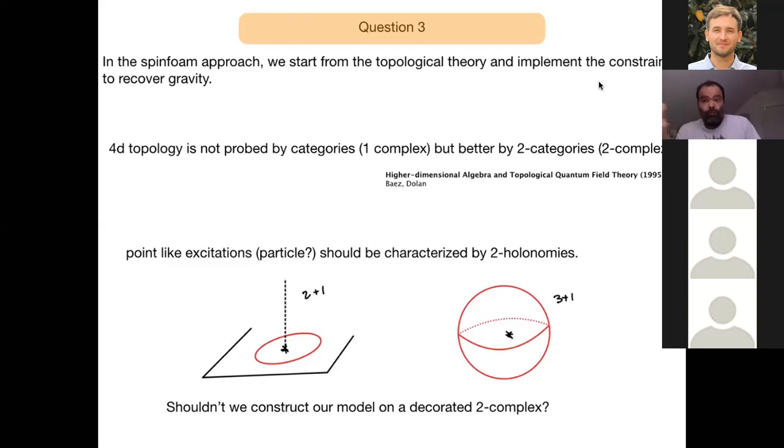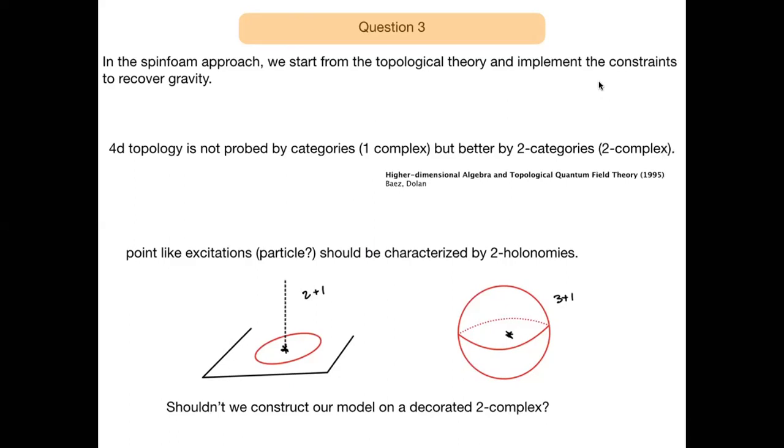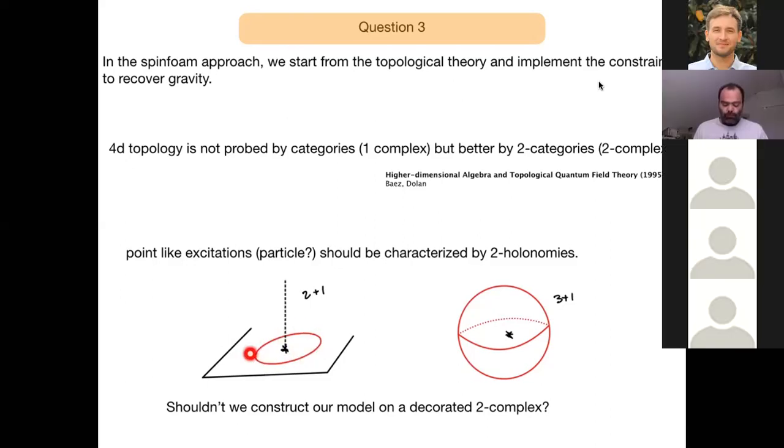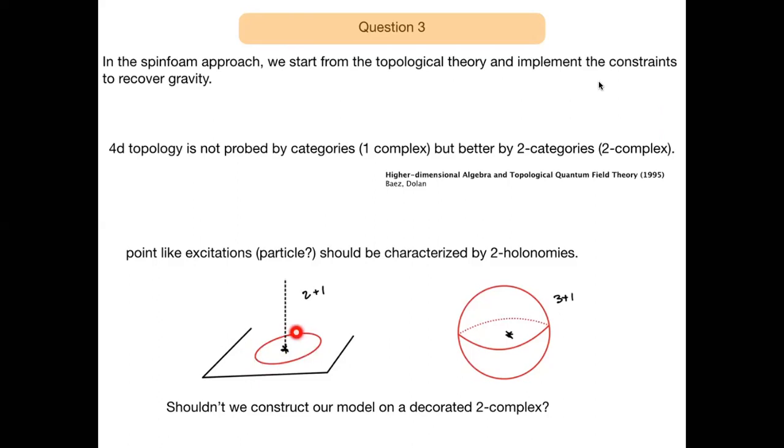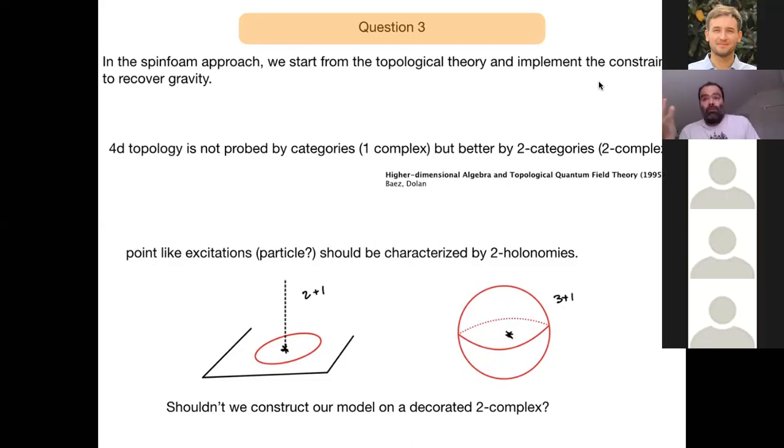Usually we deal with spin networks, which have just decorations on the links. If you talk also about a particle, it's an object that you probe with just a loop in the 2+1 case, but in the 3+1 case, you really want to have a two holonomy. So you would like to have some kind of information on the phase again. Obviously, you have the bivector, which maybe could provide such a thing, but you know.